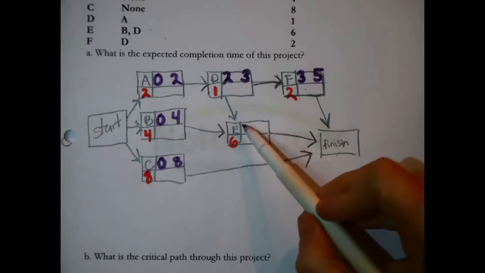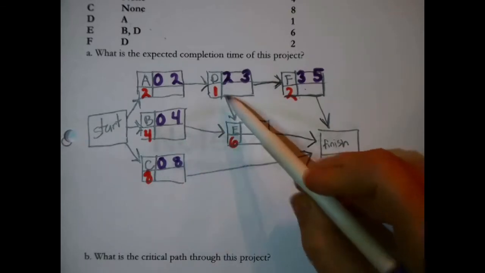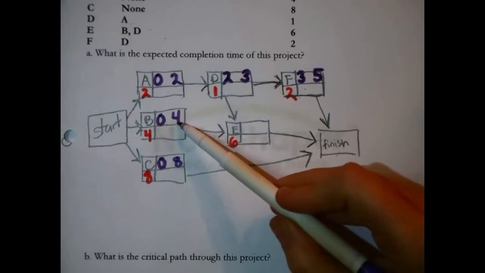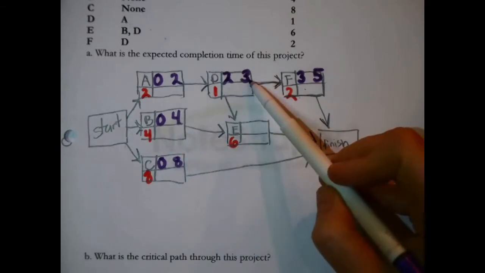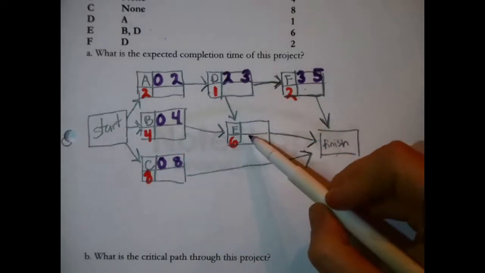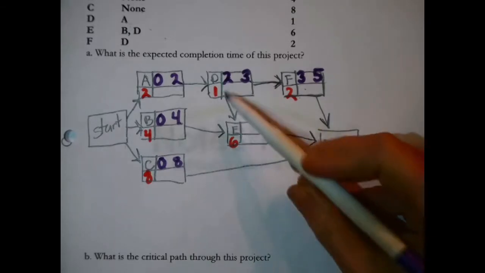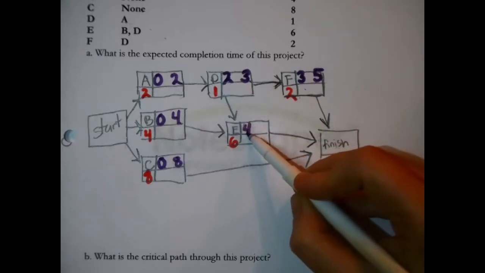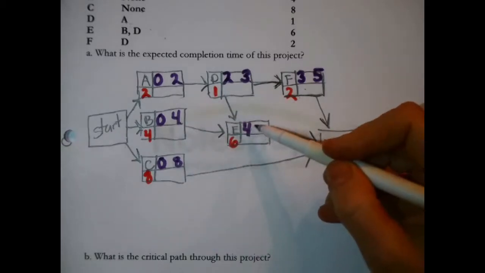Let's look at this. The network says that E can't start until B and D are finished. I'm just tracing these arrows back here. We now know that B will finish at the earliest in 4 days. D will finish at the earliest in 3 days. The question is when's the earliest you can start on E, and it can't start till they both finish. You choose the larger of the numbers. Okay, that would be the 4. The early start time for E is 4.